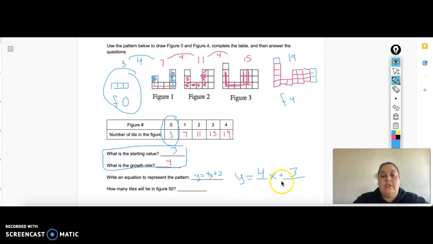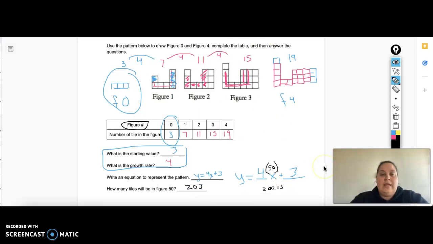Okay? So now we can use that equation to figure out whatever number's down here. So in this case, the number is a 50, which means I either have to draw this all the way out to 50, or I have to finish this all the way until I get to 50, or I can take the number 50 and plug it in right here for x, because x again represents my figure number. So if I plug in a 50 here, 50 times 4 is 200, and then 200 plus that starting value, 3, equals 203.